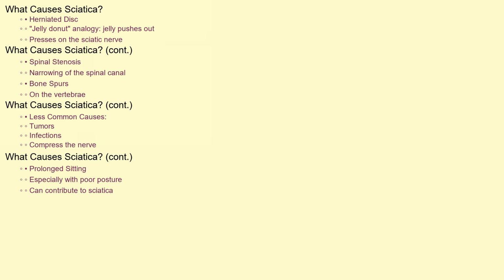So, what causes sciatica? The most common culprit is a herniated disc in the lumbar spine. Think of your spinal discs like jelly donuts between your vertebrae. If the jelly pushes out, it can press on the sciatic nerve. Other causes include spinal stenosis, which is a narrowing of the spinal canal, bone spurs on the vertebrae, and less commonly, tumors or infections that compress the nerve. Even prolonged sitting, especially with poor posture, can contribute.